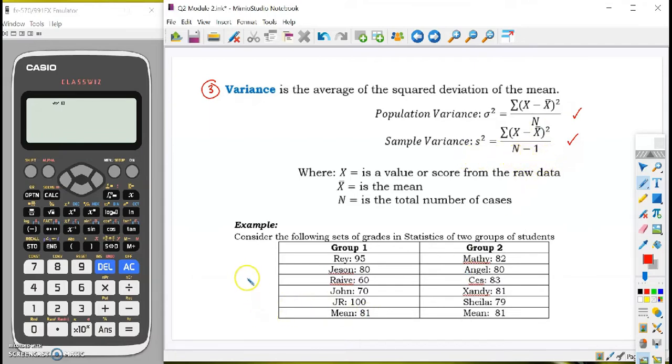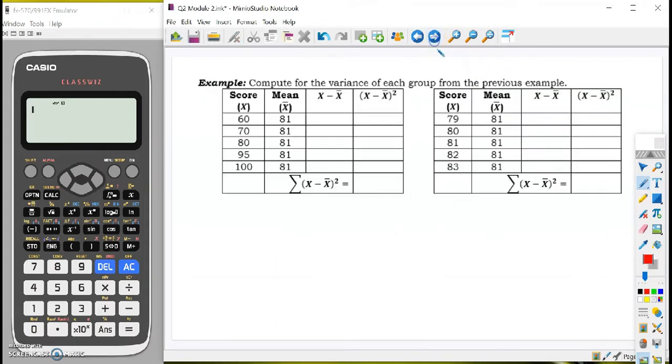We are still going to work on the two data sets that we had in the previous video. So, in order for us to find the population variance, we need to get the square of the difference of the score and the mean. But we need to get the summation. So, let's start working on group 1. The first thing that we have to do is to subtract. That would be 60 minus 81 squared.